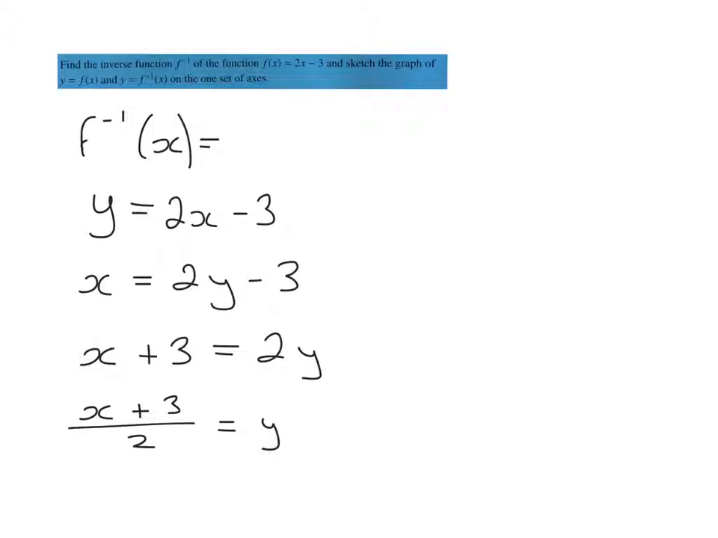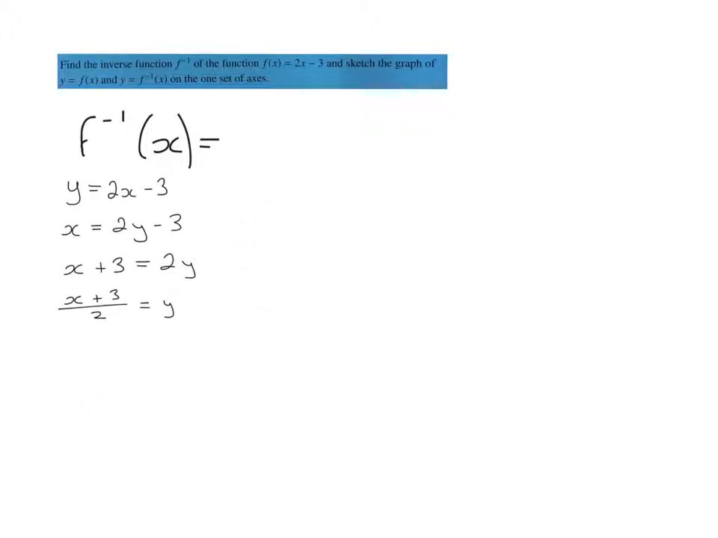So now this rule is equal to, or is the inverse. So I can write it up here, and I'm going to write it with the fractions broken up, just because that's the way I like to do it. Half x plus 3 over 2, which is the same as what we found down here.